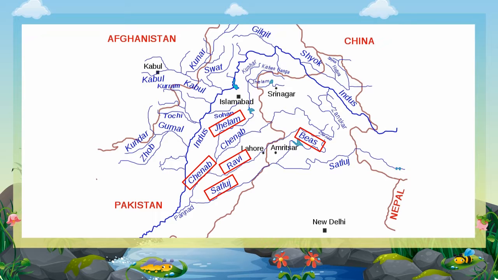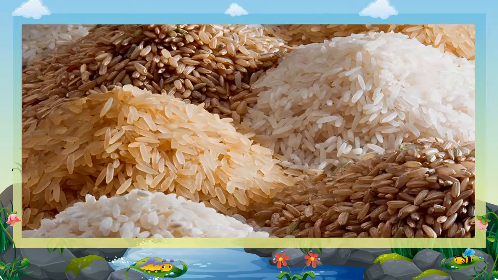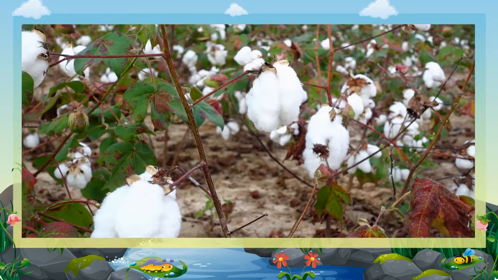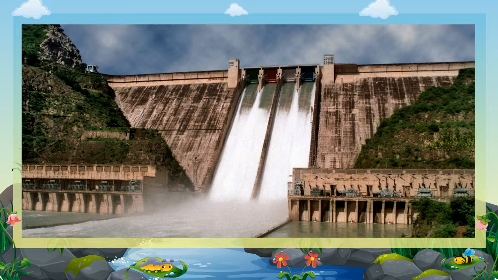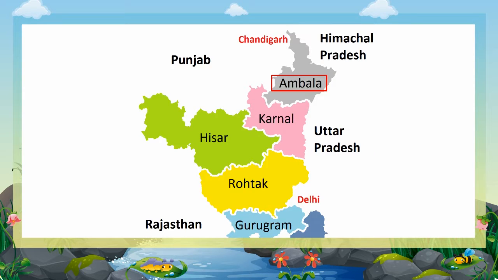The main crops grown in this region are wheat, rice, sugarcane and cotton. The Bhakra Nangal Dam has been constructed on the Satluj River. Amritsar, Jalandhar, Ludhiana, Ambala and Chandigarh are some important cities of the basin.